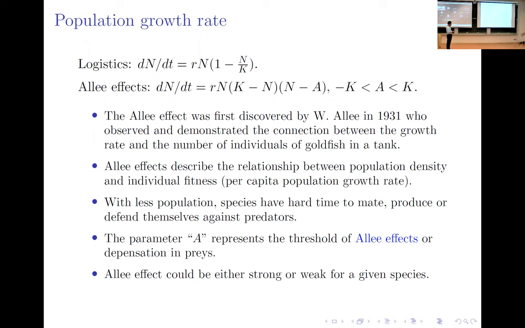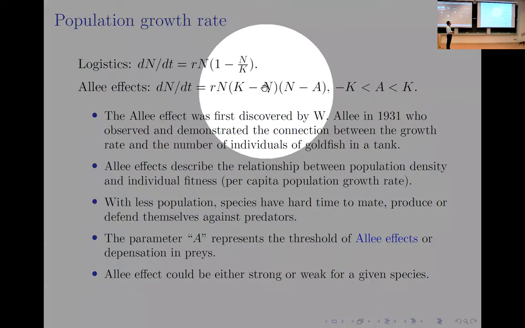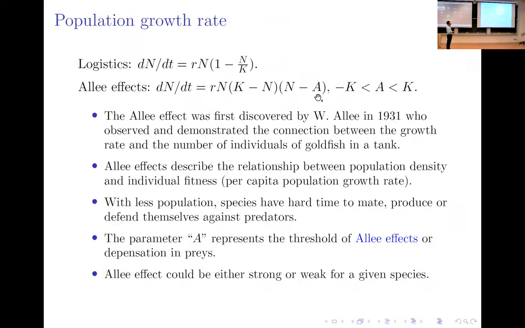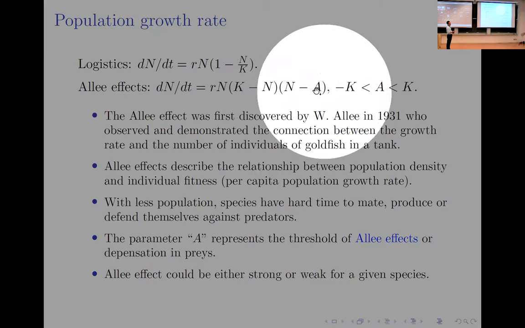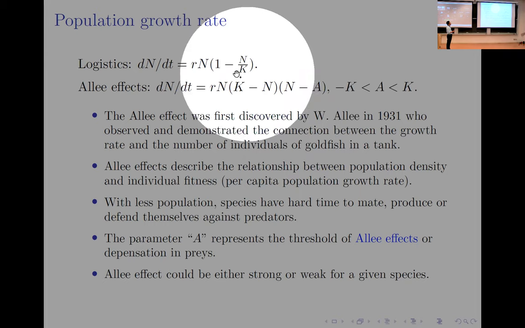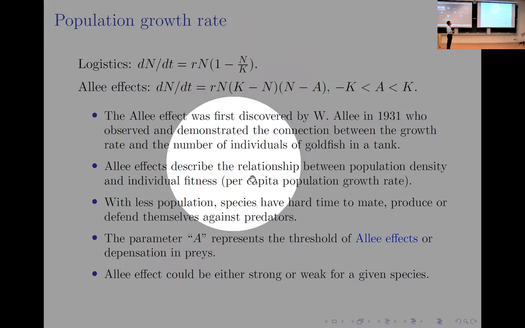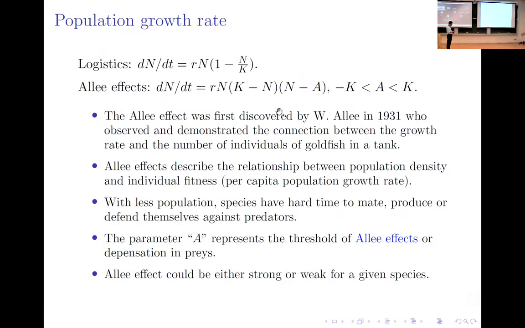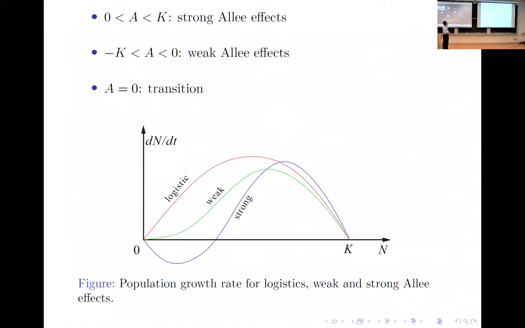You may notice that for the term X minus A, I didn't put A in the denominator. Here K is the denominator, but I didn't put A in the denominator, because I want to look at the transition between the strong and the weak Allee effect. So for A positive but less than K, we have the strong Allee effect. If A is negative, we have the weak Allee effect. Now, if A is zero, we consider it the transition case.